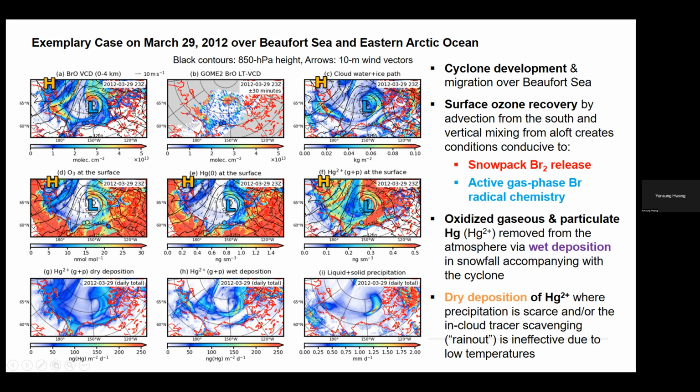So this high level of BrO, and actually its Br atoms, can oxidize mercury very rapidly. It can end up in wet or dry deposition, depending on the availability of precipitation, mainly snow at this time of the year in the Arctic. And when the precipitation is low or the temperature is too low, then dry deposition is the main cause of the deposition in the model.